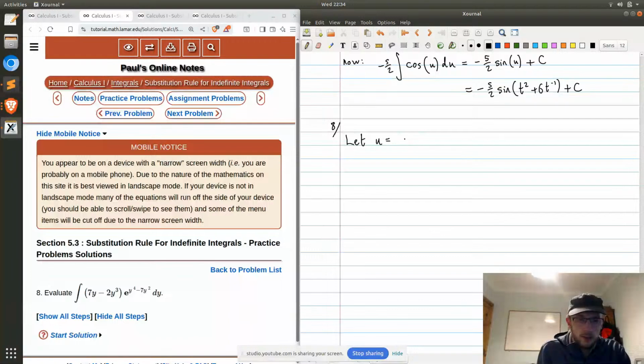Let u equal y to the 4 minus 7y squared. Finding differentials, du equals 4y cubed minus 14y dy.